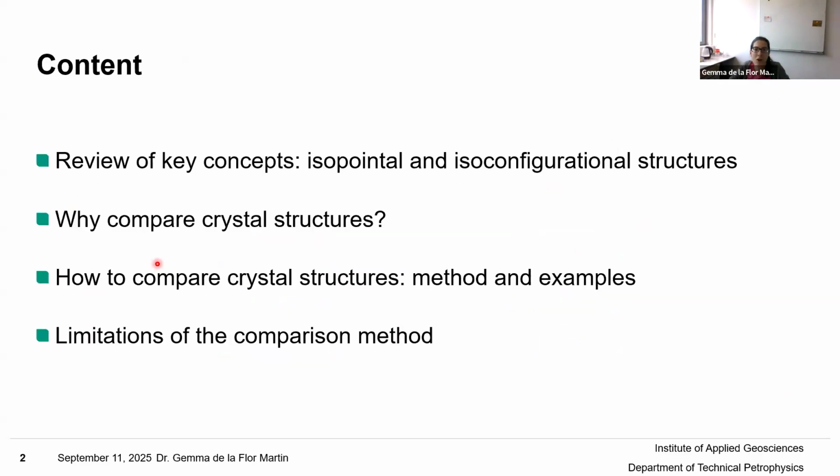Okay, now. So here is an overview of the content of my talk. I will begin by reviewing some key points, in particular the concept of isopointal and isoconfigurational structures. Next, we will look at the comparison of structures, why it's necessary and how it can be approached. I will then introduce the method for the comparison on which our program COMPSTRU, developed within the Bilbao Crystallographic Server, is based. I will not only explain the method, but also present some illustrative examples.